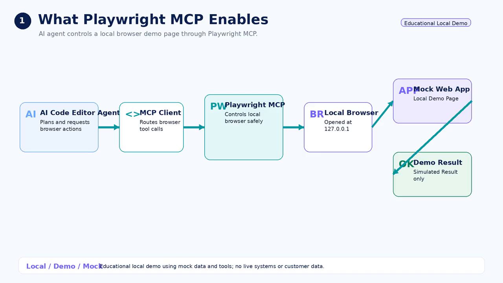This matters because many real workflows still happen inside web apps. Instead of only explaining code, the agent can verify what the app actually does. In this tutorial, we use a local mock website so every action is safe and predictable. The goal is to understand the mechanism before using it in larger workflows.